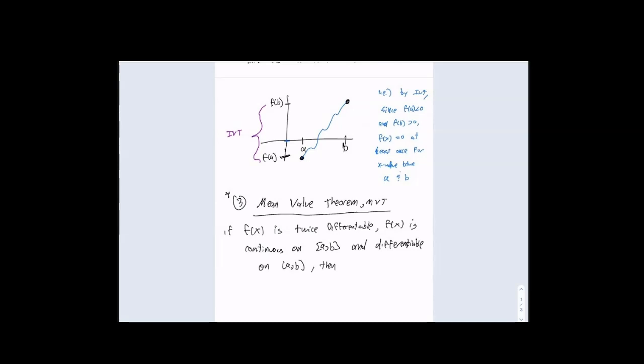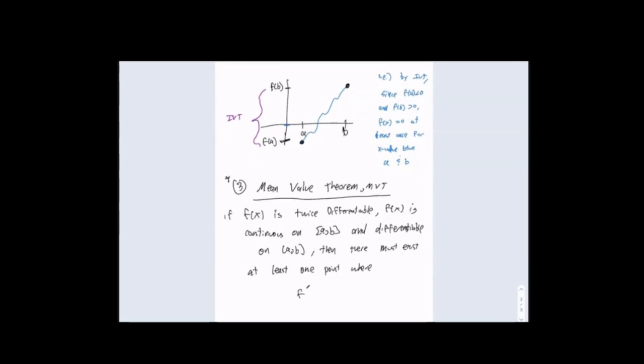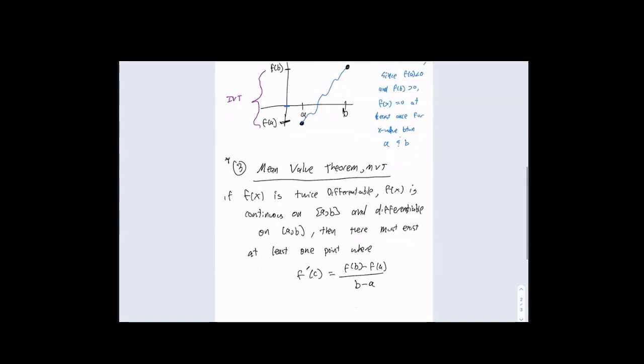Then there must exist at least one point where the derivative at the point c is equal to f of b minus f of a all over b minus a, for a less than or equal to c less than or equal to b.